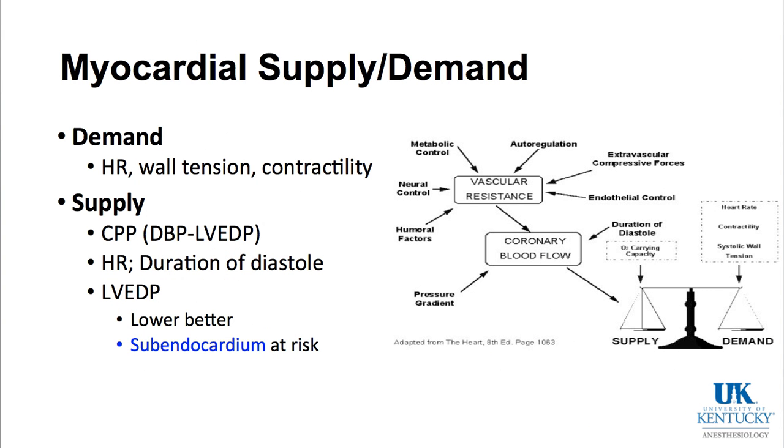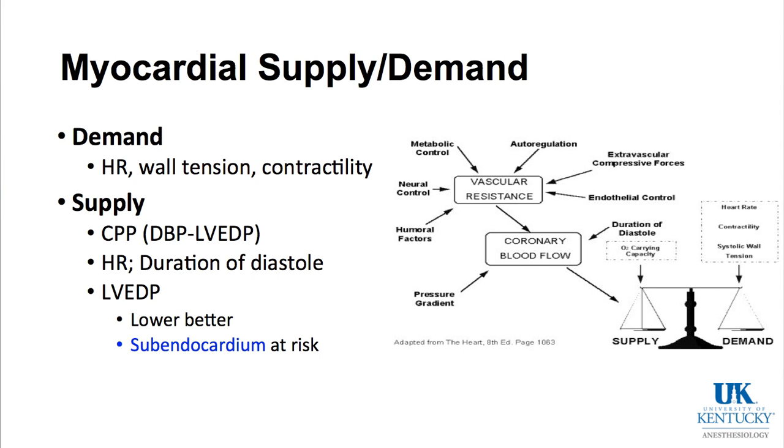Myocardial supply and demand. Demand depends on heart rate, wall tension, and contractility. As heart rate goes up, demand increases. As wall tension increases, demand increases. And as contractility increases, demand will increase. Things that affect supply include the coronary perfusion pressure, which is diastolic blood pressure minus LVEDP. Heart rate, because the slower the heart rate, the more time that's spent in diastole and the left ventricle gets perfused. And the left ventricular end diastolic pressure.